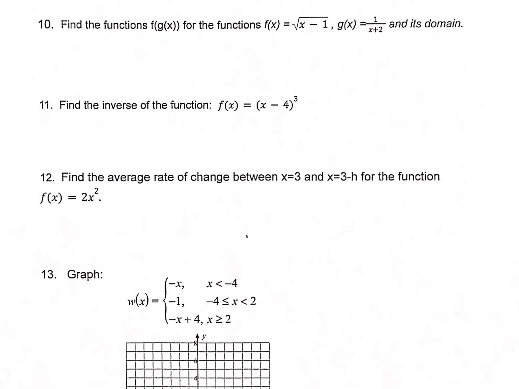All right, number 11. Find the inverse. Remember inverse? You switch your x and y's and get the y by itself. So I can put the x over here, the y over here, and you have to get rid of the cube and the 4. The way you get rid of a cube is you take the cube root. So I take the cube root of each side.